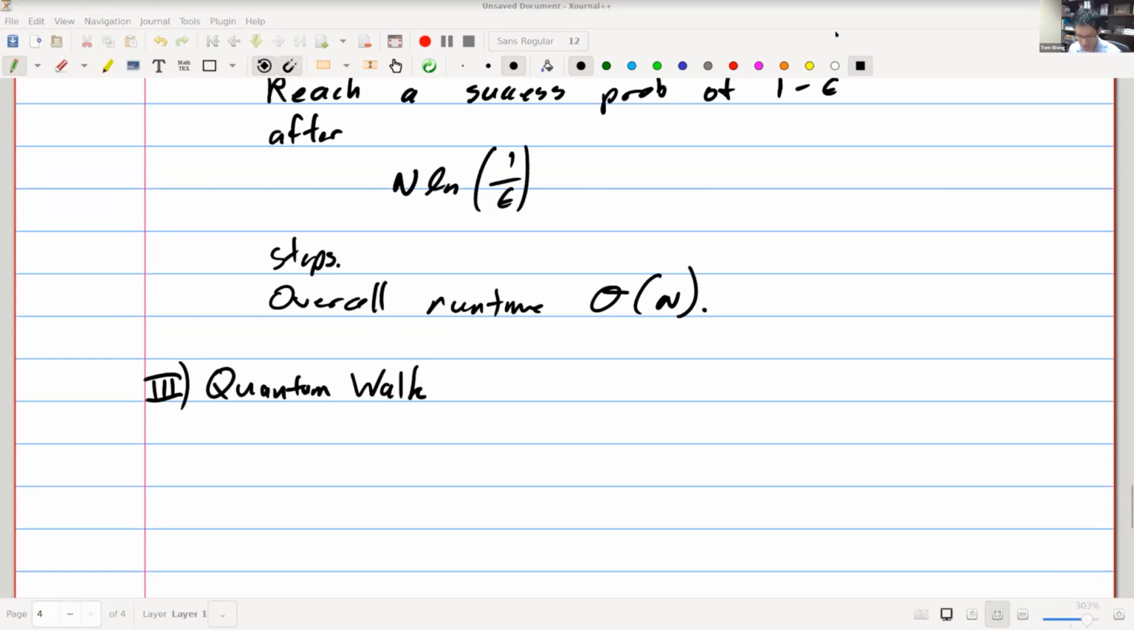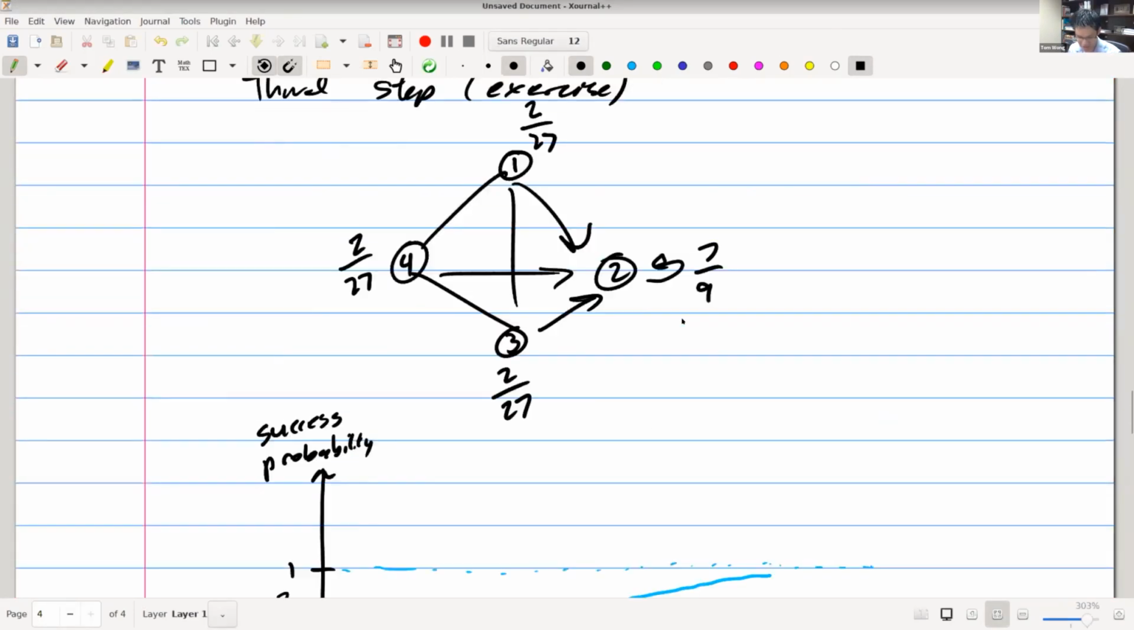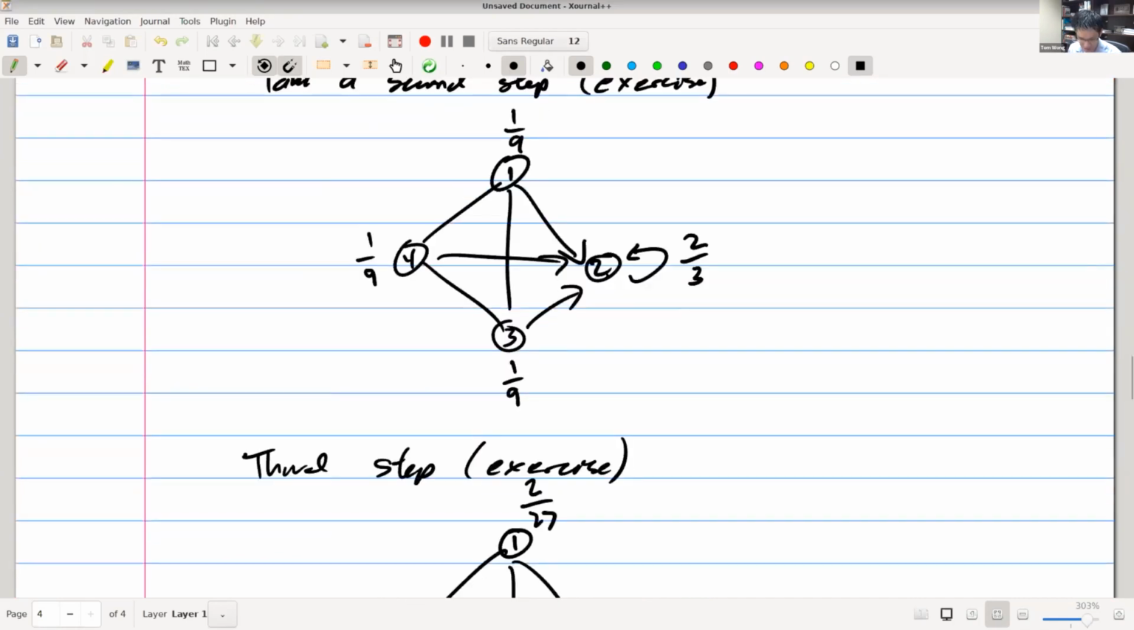Great question. If there's more than one solution vertex, let's say vertices 2 and 3 were marked, then vertex 3 would now be an absorbing vertex as well. So this would also have a self loop, because once you jump to a marked vertex, you would stay there because you found a solution. And so you could have multiple marked vertices that are absorbing vertices.